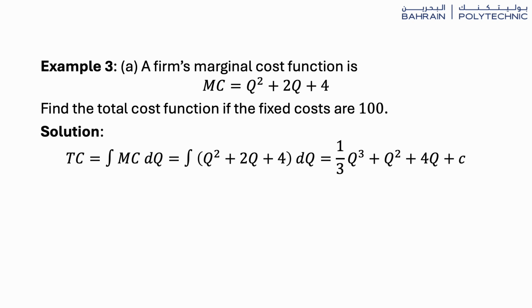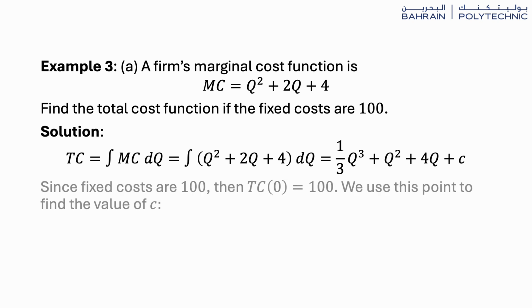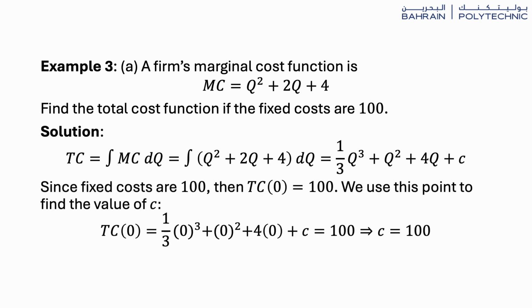In this case, we have to put the total cost at 0 as the fixed cost, which is 100. So if we substitute q with 0, we will get 1/3 times 0 cubed plus 0 squared plus 4 times 0, plus c equal to 100. That means in this case that c will be exactly 100. So the fixed cost will be equal to the c.